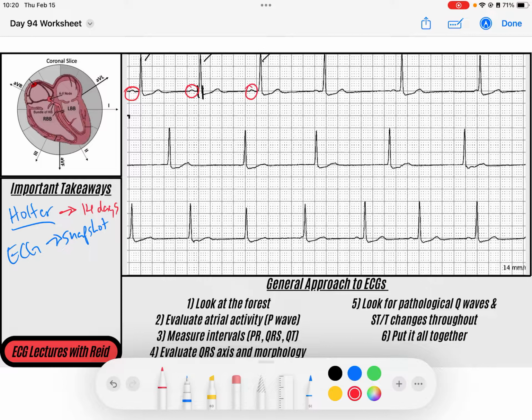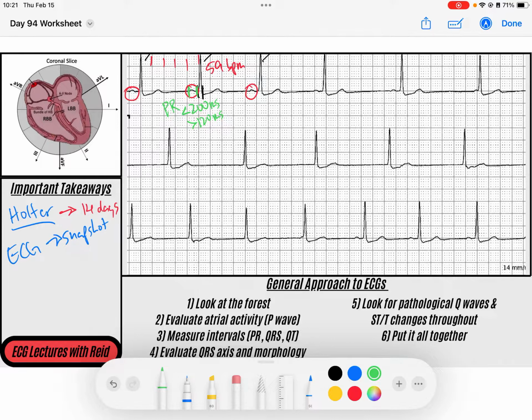And the rate of these is about 300, 150, 100, 75, 60. It's maybe 59, I'm going to say 59 beats per minute. We've got nice PR intervals right here that are normal, right? We know our PR needs to be less than 200 milliseconds, but also greater than 120 milliseconds, right? That's in between 120 and 200.